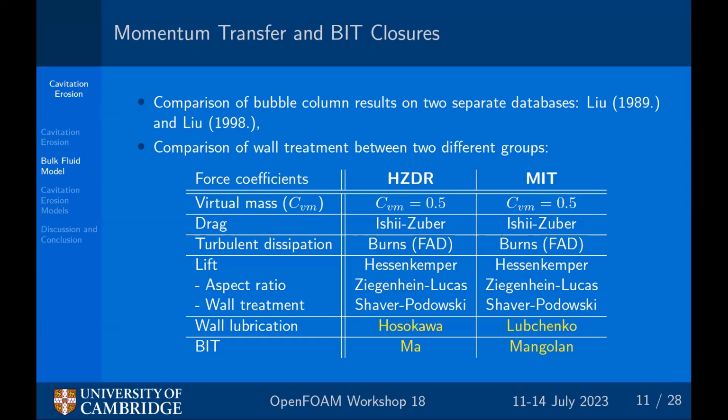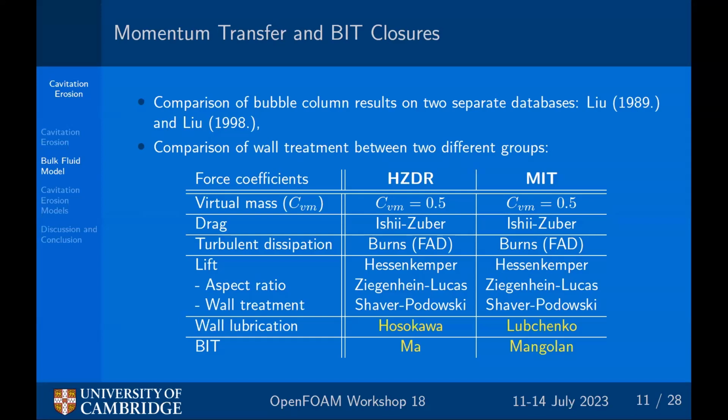I didn't know a lot about closure models or what the guidelines were, so I used my codes to compare what two different groups use. The first group is HZDR, and the second group is nuclear engineering from MIT. Most of the terms are quite similar.